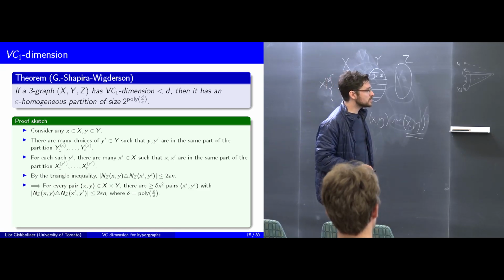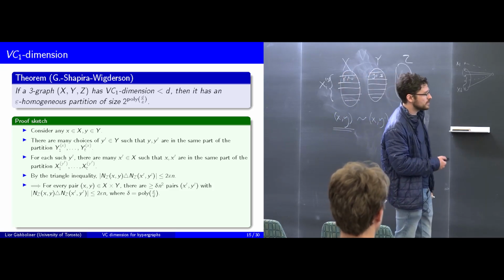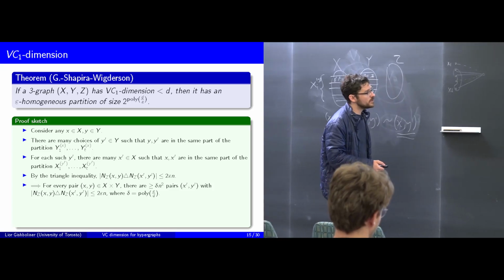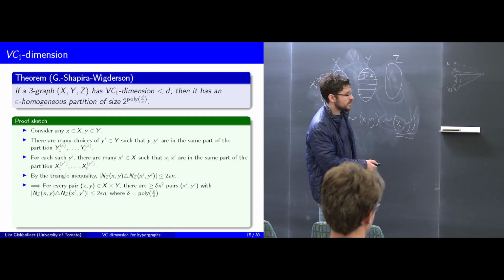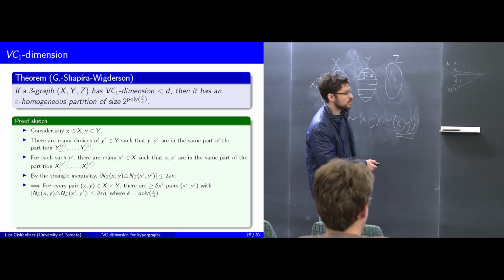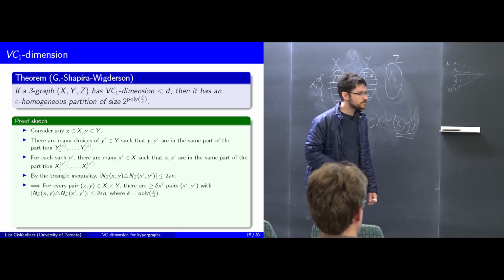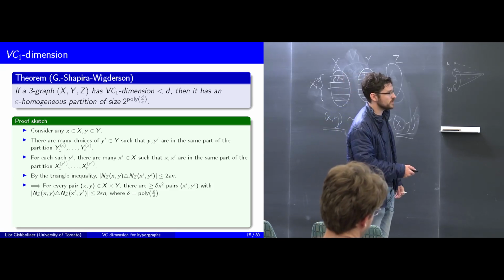Okay, so what this means is that for any pair xy in x times y, there are many pairs, delta n squared, where n is the size, sorry, I didn't say, n is the size of x and y. There are delta n squared pairs x prime, y prime, such that they have roughly the same neighborhood as x and y. And delta is some polynomial function of epsilon.